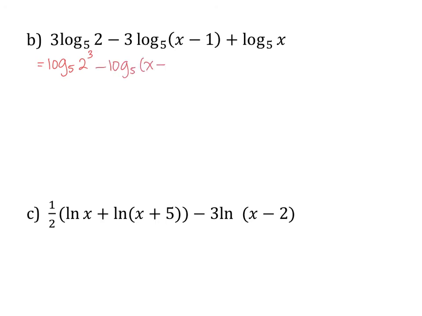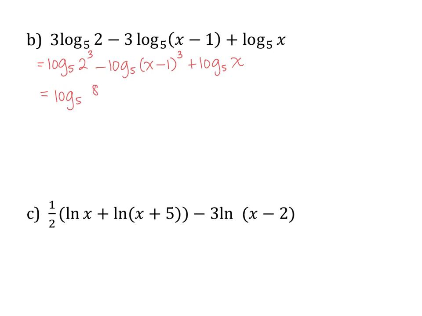I'm going to move that 3 back up to the exponent spot, and then the last one was already fine. Okay, now I can see they're all log base 5, and they all have single arguments right now. Okay, now I'm going to carefully work this. Now 2 to the third. Actually, 2 to the third is 8. I'm going to just put 8.